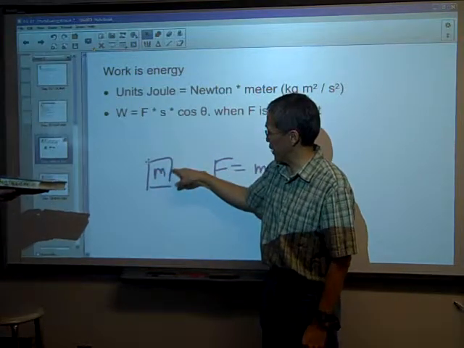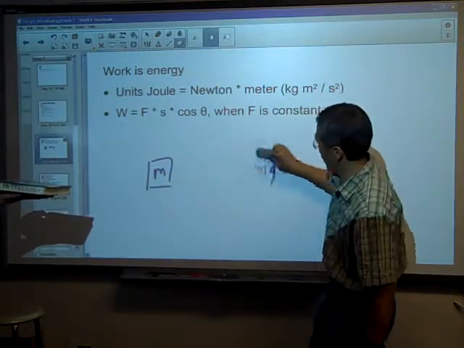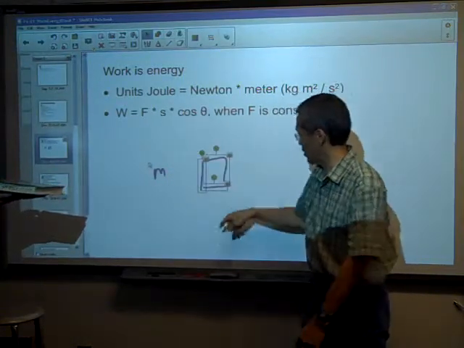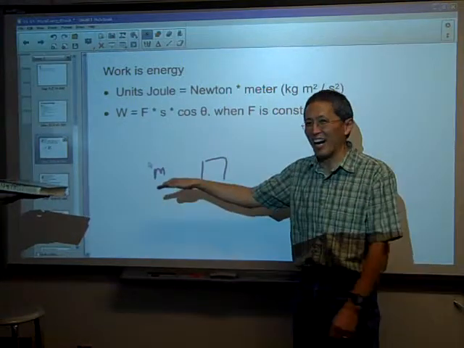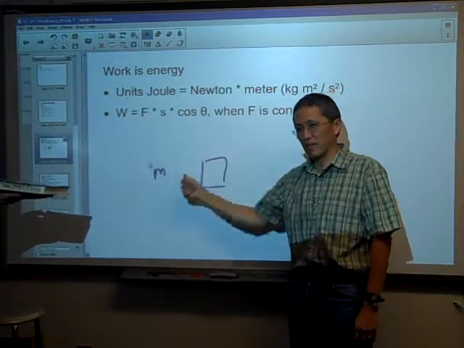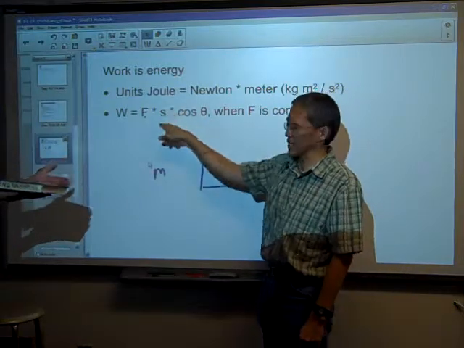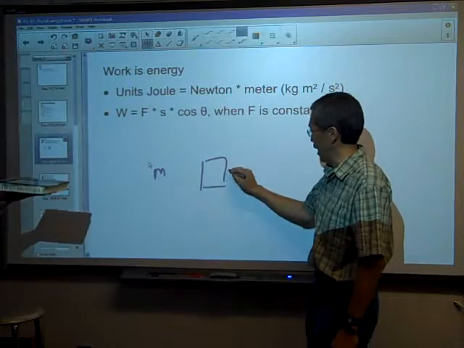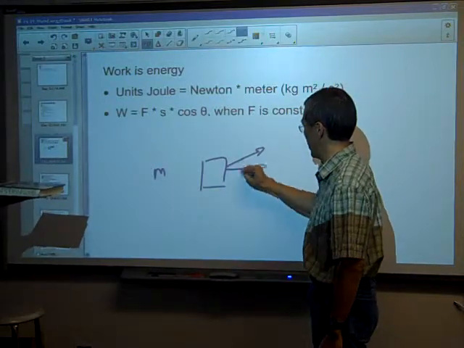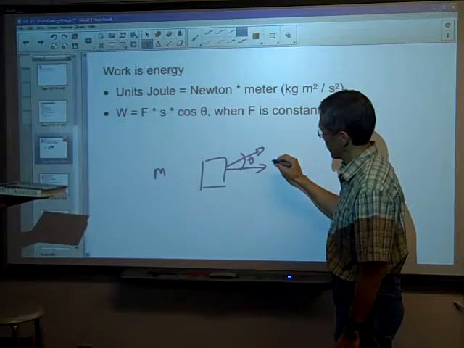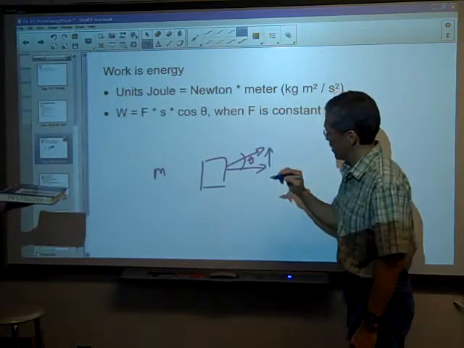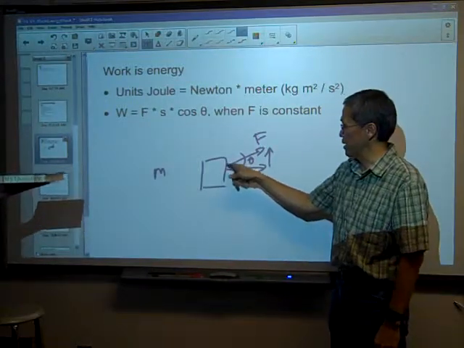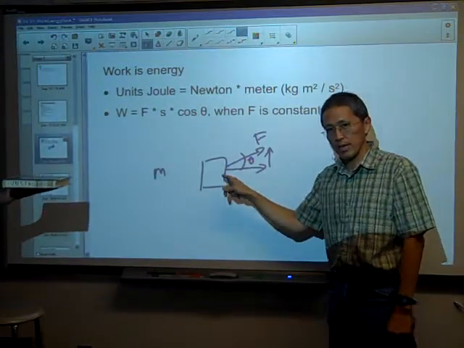But if I want to move this, if I pull this along, the force that it takes to move it times s, the displacement, and then the cosine theta is the angle between the force I'm moving it with and the displacement. This would be my force. Theta is the angle between the displacement and the force.